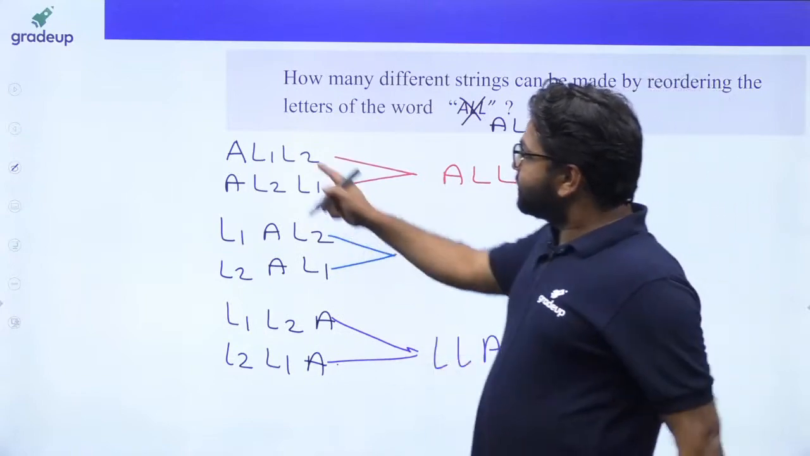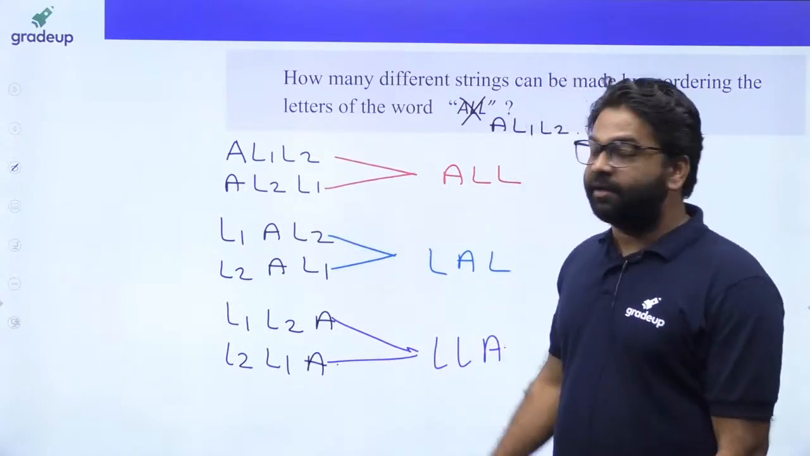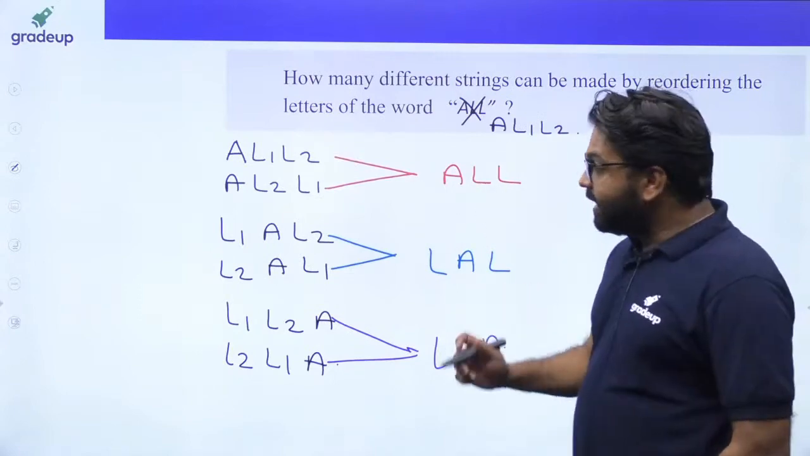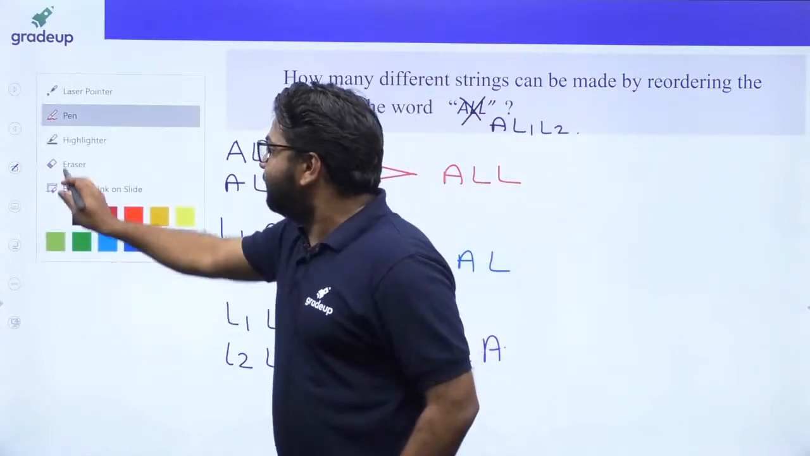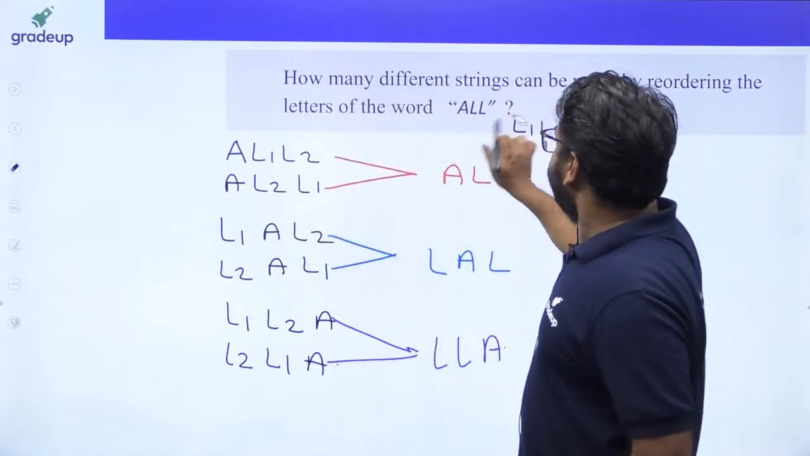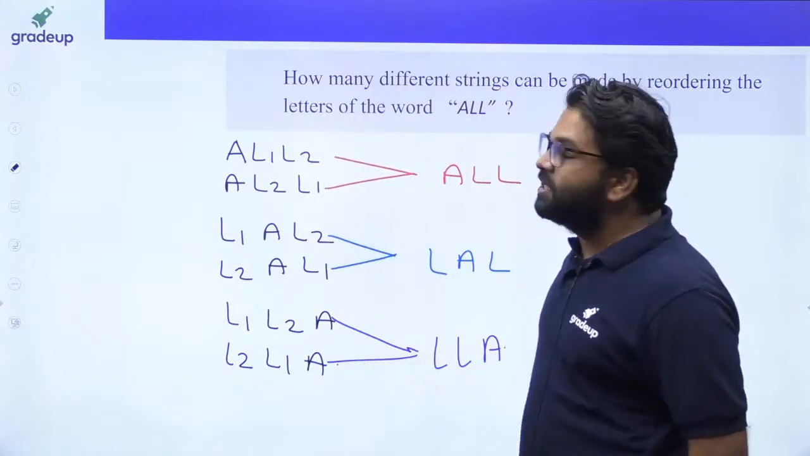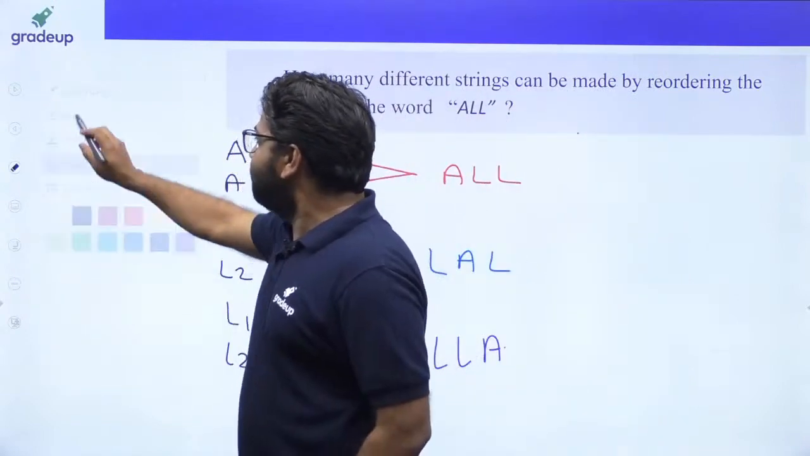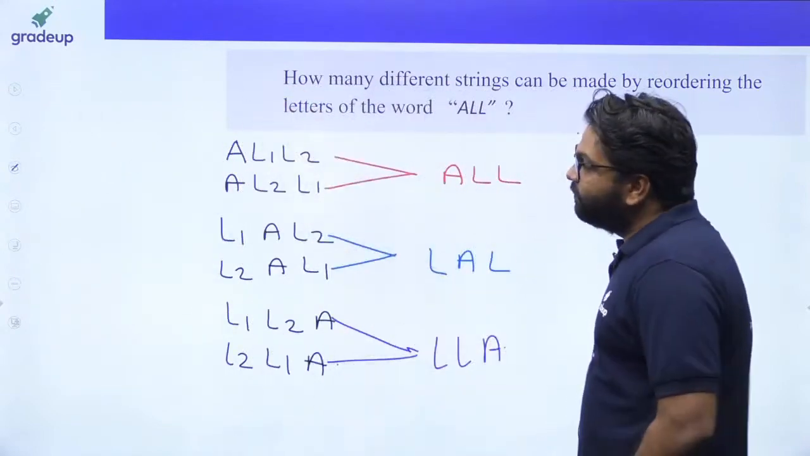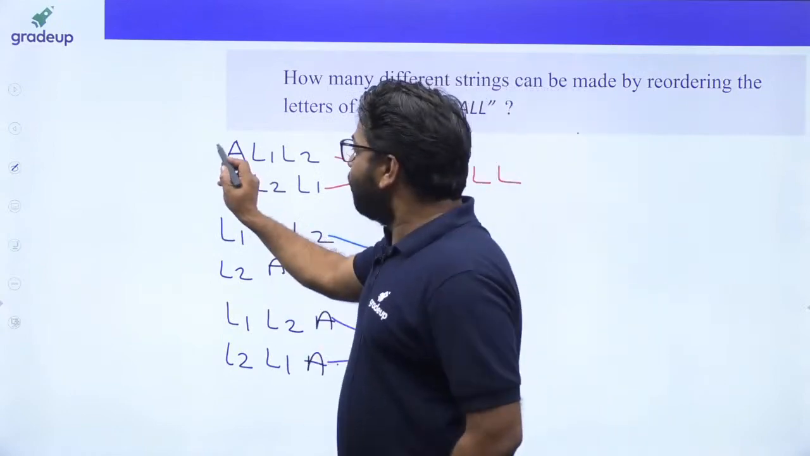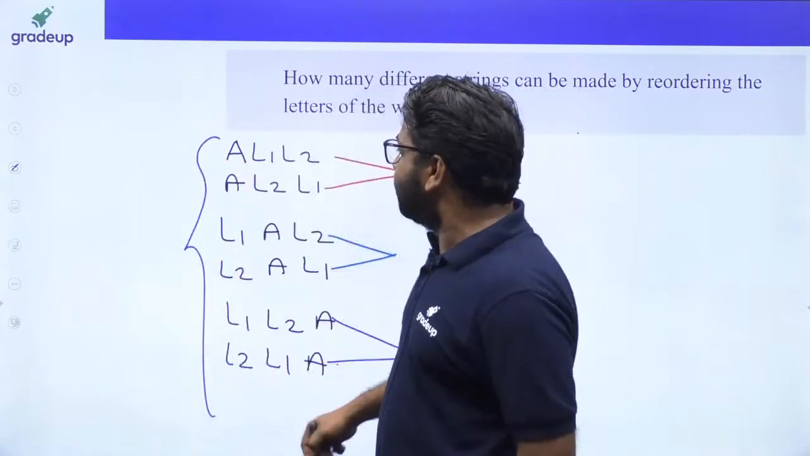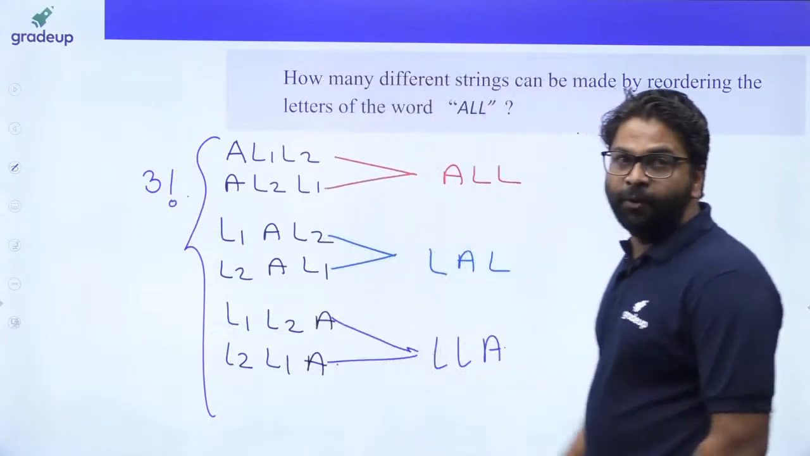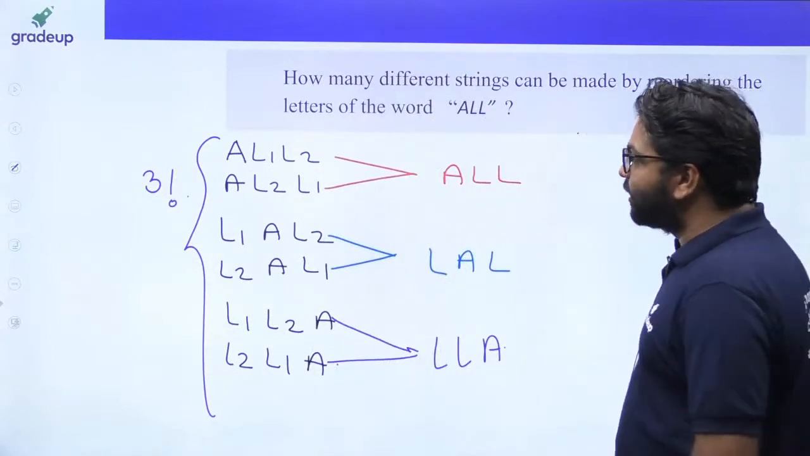Now try to understand. Where L1 and L2 are different, they are different, but here L and L are the same. If you try to understand the original question, the original question asks how many ways we can arrange the letters of "all". How many ways can we do this whole thing? You will be getting it in 3 factorial ways.